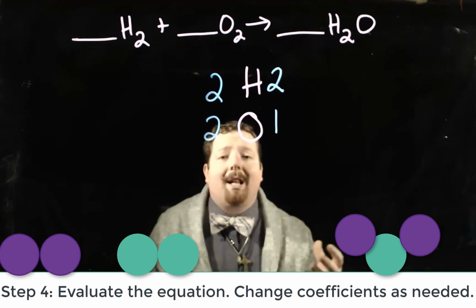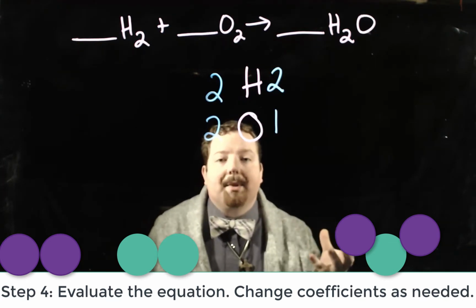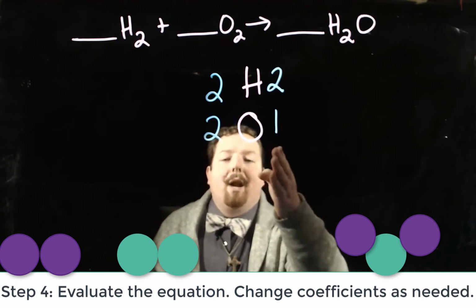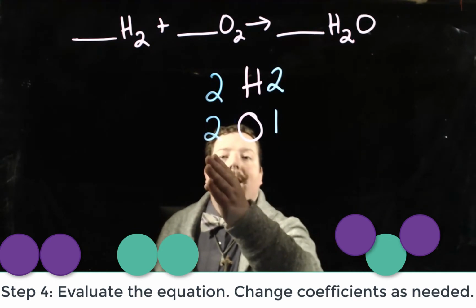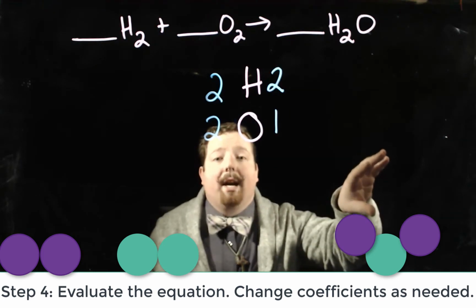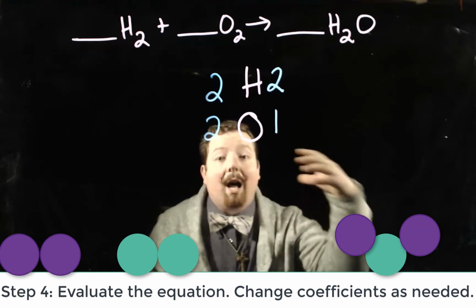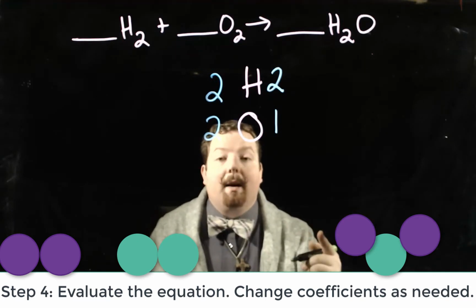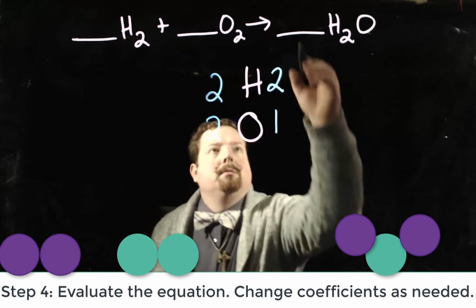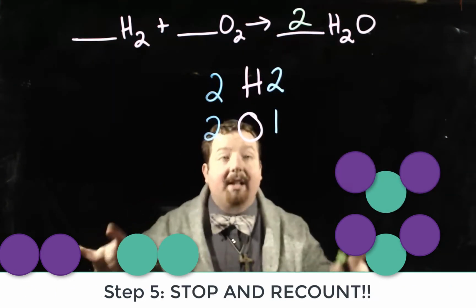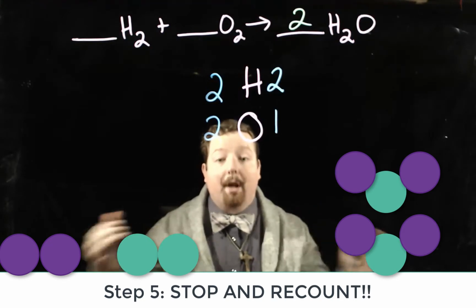So we go with the element that needs more atoms of it, and we go with that side. So here we see we only have 1 oxygen on the right, but 2 oxygens on the left. That means we need more oxygens on our product side. The only way to get more oxygens is to add an H2O. So instead of 1 up there, we're going to put a 2. Step number 5 is to stop and recount your atoms before you go on.